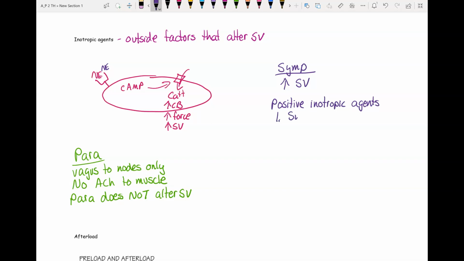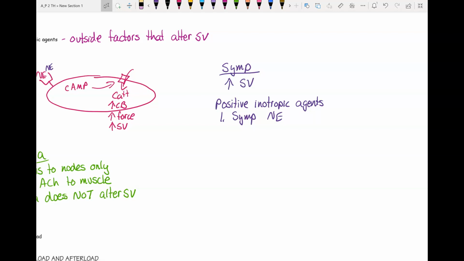So we're going to have sympathetic, the norepinephrine. Because of this whole cycle, it binds to the beta receptor, activates cAMP, lets calcium in, and you get more cross bridges.